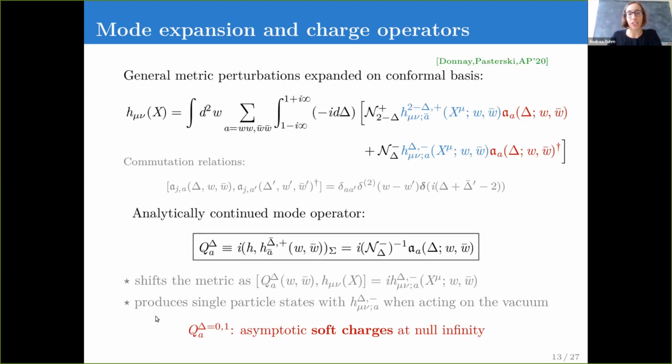Now the notation here is not accidental. These modes Q delta will actually correspond to charges. And in particular, when we take the conformal soft limit of taking delta to 1 or to 0, these Qs will correspond to asymptotic soft charges at null infinity once we take this Cauchy slice to null infinity.